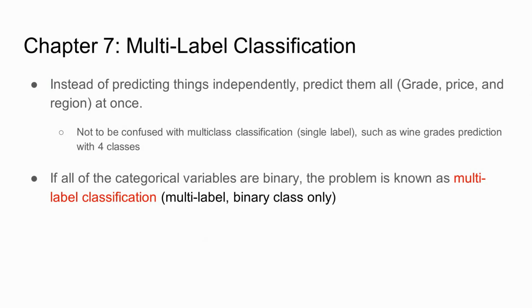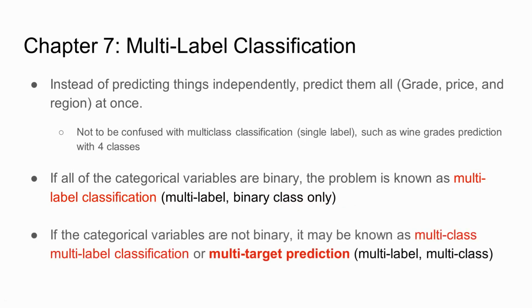That is still not the topic we are looking at, though of course it falls under what we call a multi-target problem. In our case there are 3 labels, and all 3 are binary classifications: 90 plus and 90 minus for grade, $29 above and $29 below for price, and old world versus new world. In that example, it is a multi-label classification because there are multiple labels and the classes are binary.